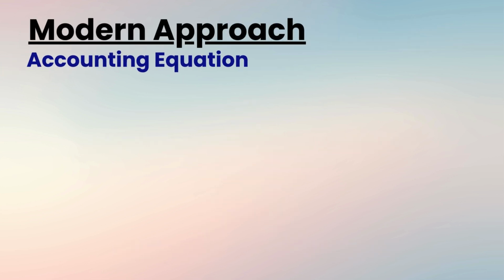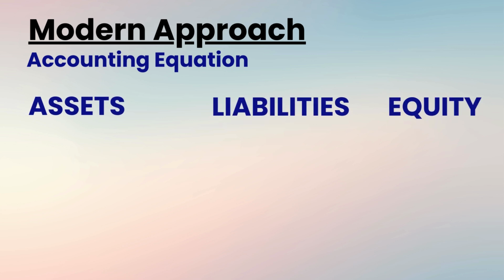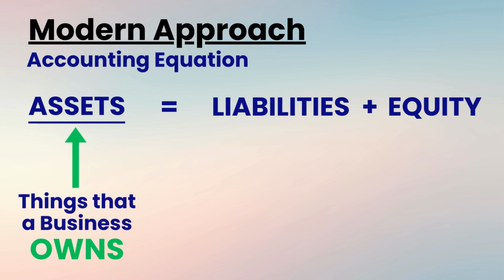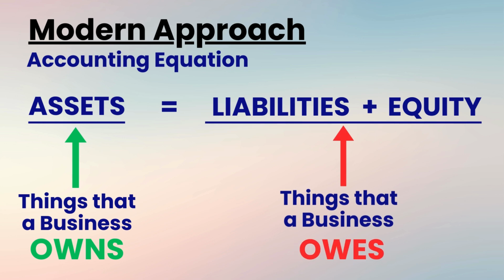The accounting equation, also known as the balance sheet equation, is a fundamental principle in accounting that represents the relationship between a company's assets, liabilities, and equity. The equation states that at any given point of time, the total assets of a company must be equal to the total value of its liabilities and equity. In other words, things that a business owns is always equal to the things that a business owes.